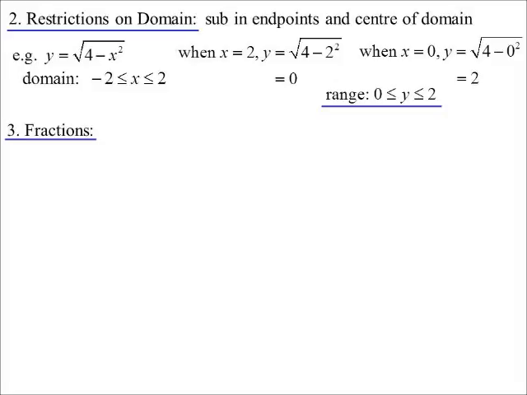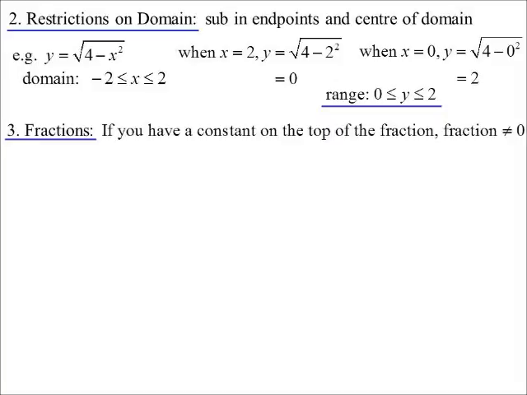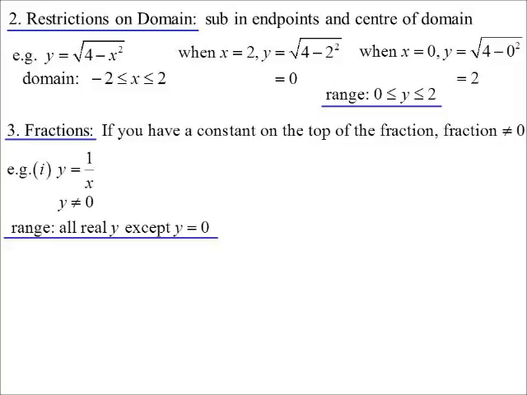Fractions. If you have a constant number on the top of the fraction, it can't equal 0. You cannot divide a number by something and get nothing. Impossible. Cannot be done. So y equals 1 on x. This fraction cannot equal 0. So y can't equal 0. But again, that's not the range. The range is what's included, not what's excluded. So it's all real y except y equals 0.